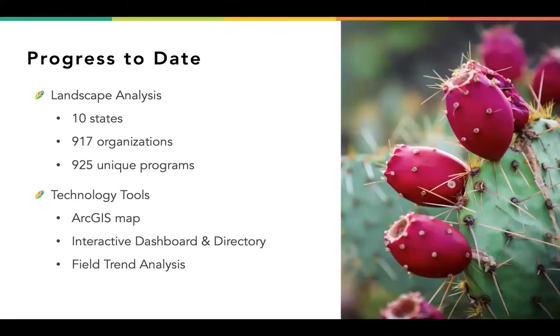So when we started the project in 2019, we started in the state of Texas. We then expanded to Louisiana the following year, and soon after brought on 8 additional states, all representing essentially the South and Southeast at this point. So we have collected data for 10 states, over 900 organizations that offer over 925 unique programs. And then we built out some technology tools, one being ArcGIS Maps, another the interactive dashboard and directory, and that includes a field trend analysis.